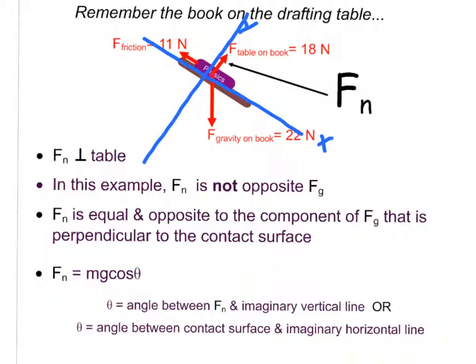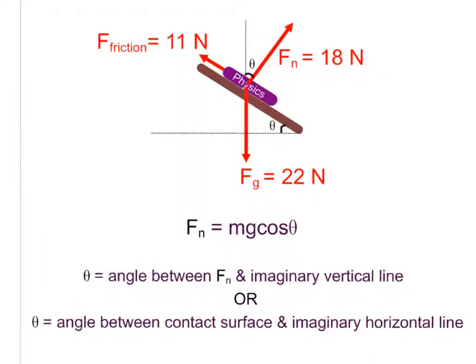Theta, in this case, is the angle between the normal force and the imaginary vertical line, or it could also be the angle between the contact surface and the imaginary horizontal line. I'm going to redraw this on the next frame for us. So when I redraw that, theta can be the angle between the normal force here and the imaginary vertical line, or it can be the angle between the contact surface and the imaginary horizontal line. So it can be either one of those.